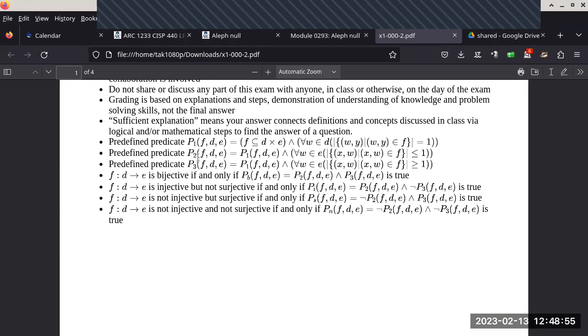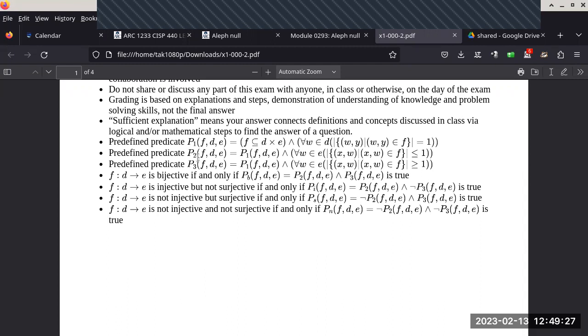All right, so how is it defined? P2 of f, D, E is defined to be P1 of f, D, E and so on. P1 of f, D, E in return is: P is a subset of the Cartesian product of D and E, and so on. Okay. So now the next question is, I don't remember us looking at these in class before. Yes, we did.